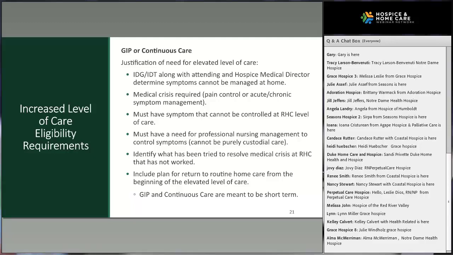So let's talk about general inpatient or continuous care. And this is usually for something that the IDT, IDG has come together on. You've got a patient where you cannot get those symptoms managed at home. You've done everything that you can. It's documented in your notes. This might even be a pain management issue.